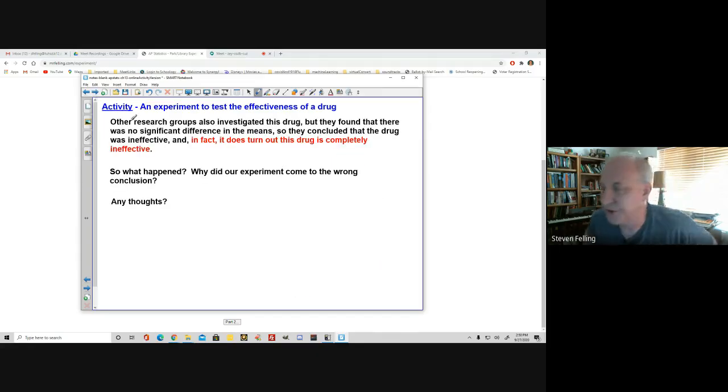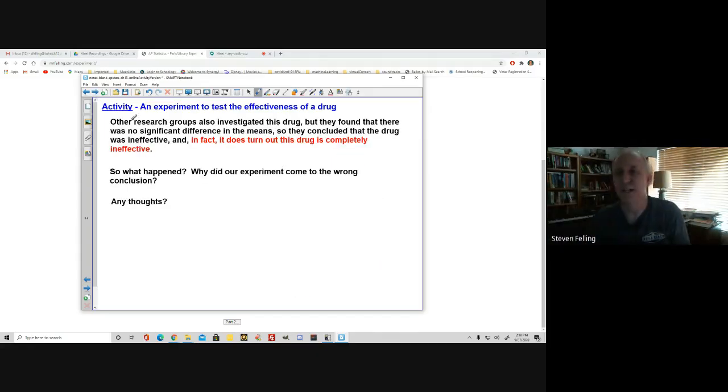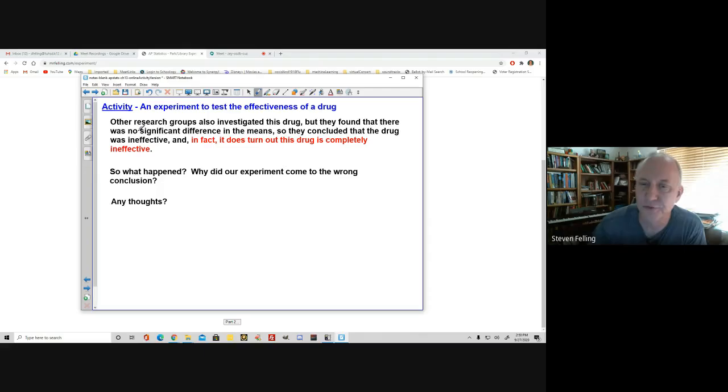Other research groups are also investigating this drug, and they found that there was no significant difference in the means, right? So they concluded the drug was ineffective, and in fact, it does turn out that the drug is completely ineffective. Even though we saw a big difference, the drug actually is worthless. So what happened? Why did our experiment come to the wrong conclusion?